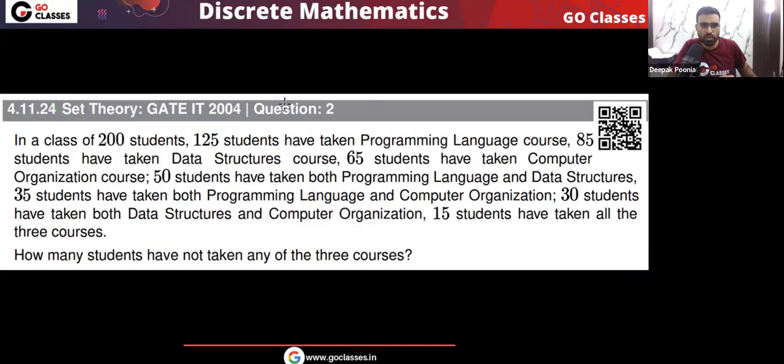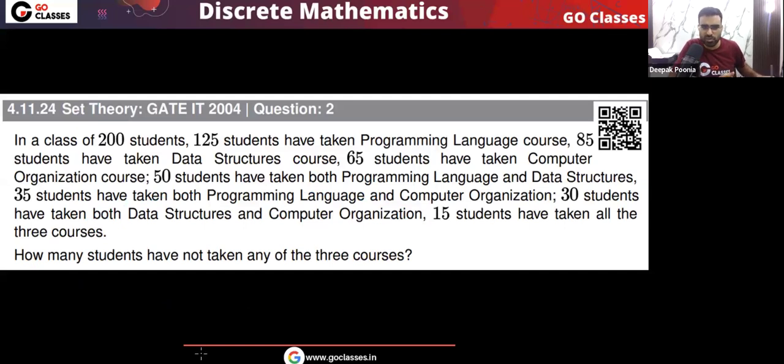Let's solve the GATE IT 2004 question. In a class of 200 students, 125 students have taken programming language course, 85 students have taken data structure course, 65 students have taken computer organization course, 50 students have taken both programming language and data structure, 35 students have taken both programming language and computer organization, 30 students have taken both data structure and computer organization, 15 students have taken all the three courses. How many students have not taken any of the three courses?